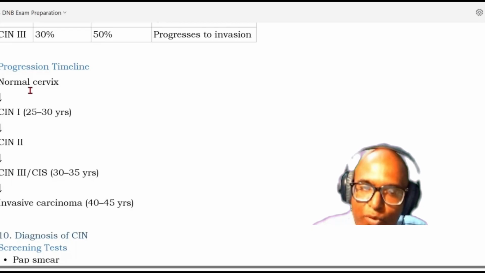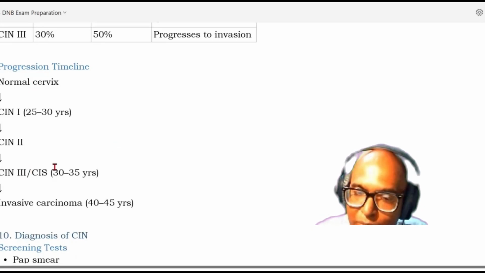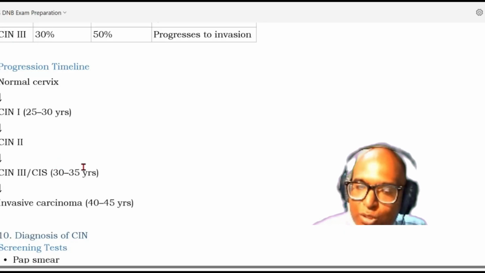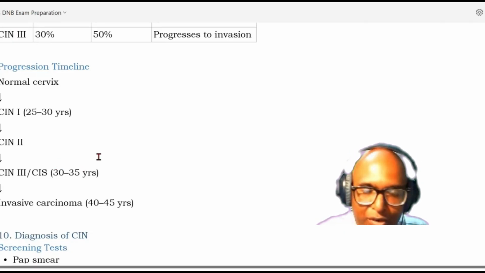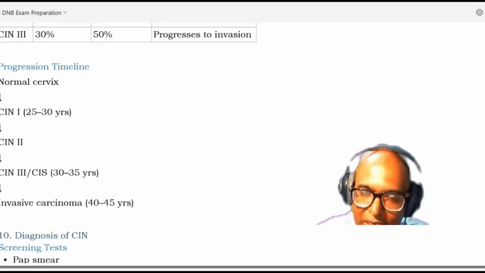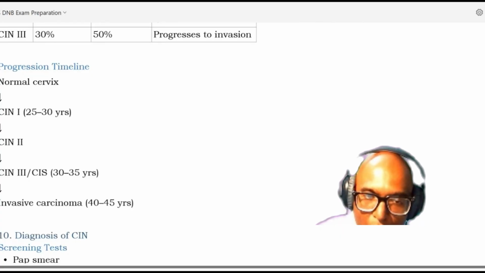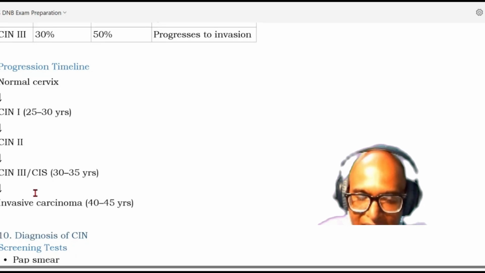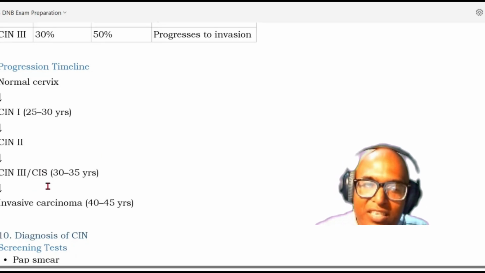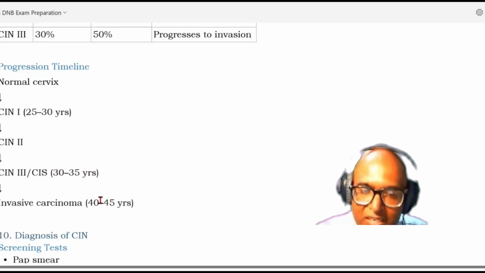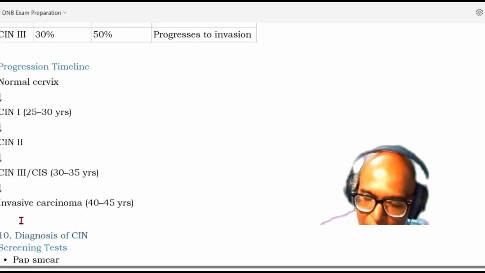And this is the most important thing, which is making this cancer curable and possible for screening. So these are the concepts which are expected from the candidate. You should be able to explain well, because this is a long window during which you can pick up these changes and treat the lady. And from here onwards, it will progress to invasive carcinoma over a period of the next 5 to 10 years.